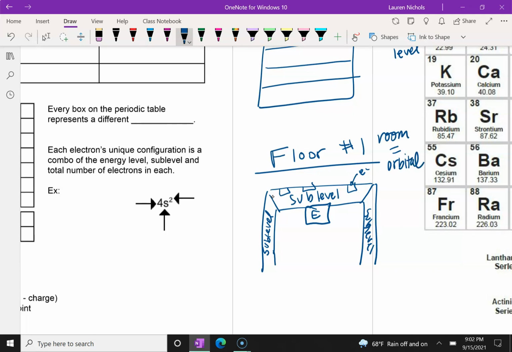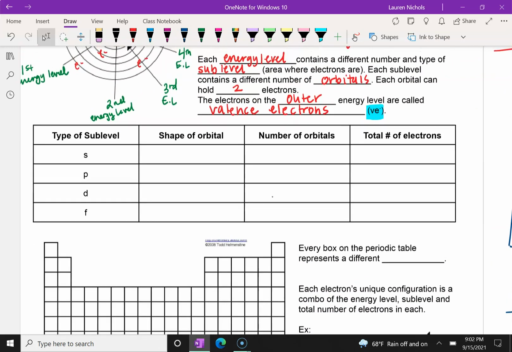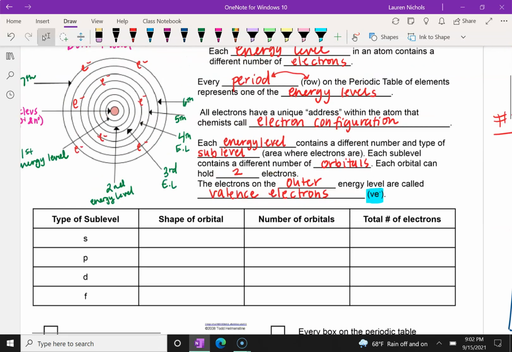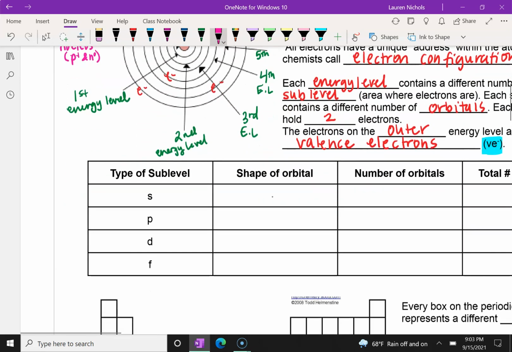Hopefully that kind of analogy makes sense to you. But so when we're thinking about our types of hallways, right, we have our floors. So imagine you're an electron and you're told, okay, your room is either on the first floor, the second floor, the third floor, fourth floor, that sort of thing. And your sublevel, that's like telling you the hallway that it's on, okay? Now, each hallway or sublevel is represented by a letter, S, P, D, and F, okay?